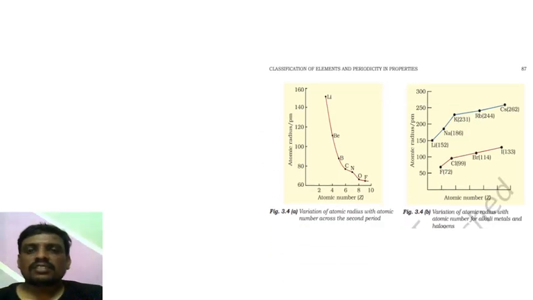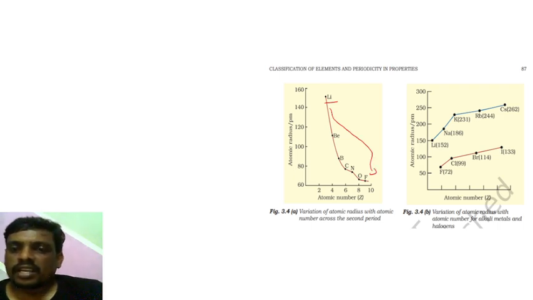Now finally, you can see the classification of elements and periodicity in the graph. Atomic number is on one axis and atomic radius in pm on the other axis: lithium, beryllium, boron, carbon, nitrogen, oxygen, fluorine. Lithium has the highest value, and atomic radius decreases towards fluorine.